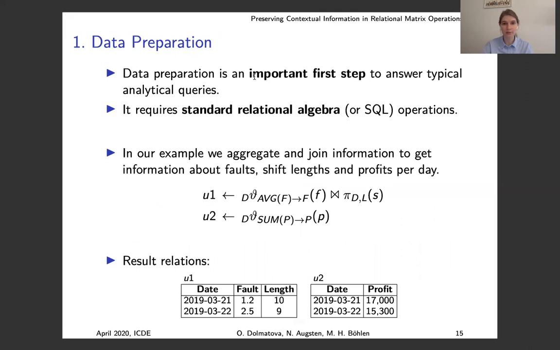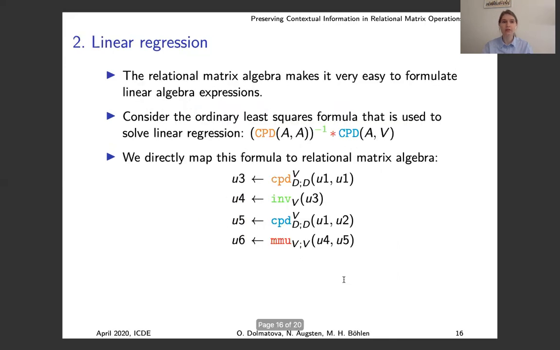Let's start with the first step, the data preparation. This is an important step in typical analytical computations. This step is required to perform standard relational operations. For example, relational operations such as aggregation or join are performed to compute U1. U1 stores the average fault and shift length per day. Aggregation is also used to compute U2, and U2 stores the profit per day. Once we have U1 and U2, we can proceed with linear regression. And having relational matrix operations helps us to solve linear regression over relations.